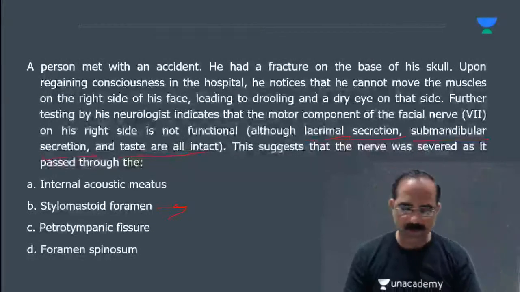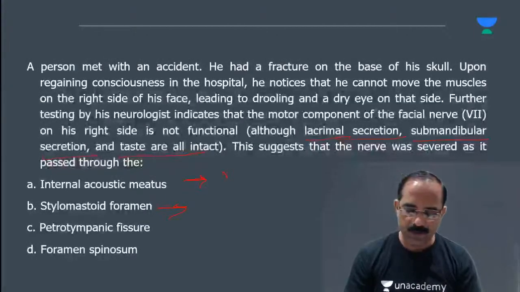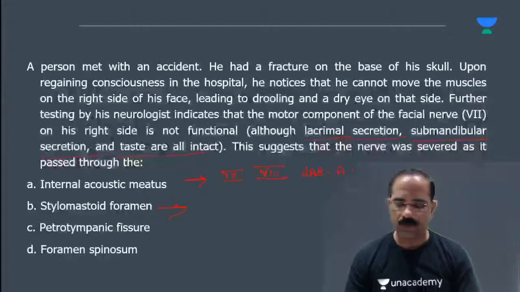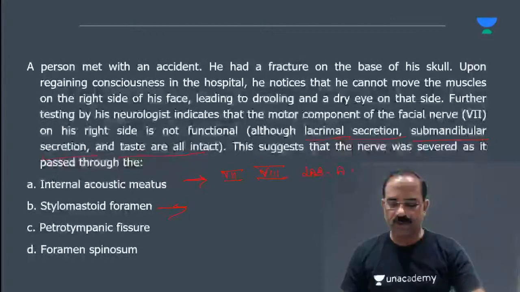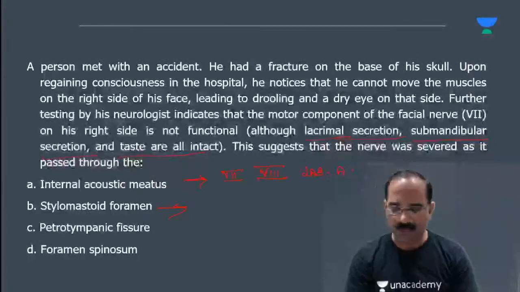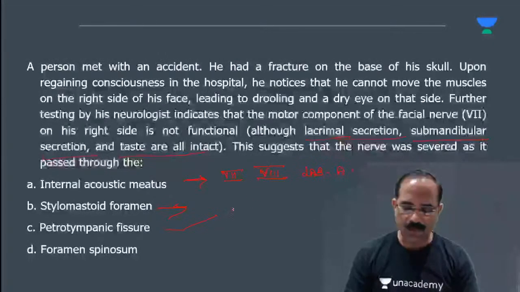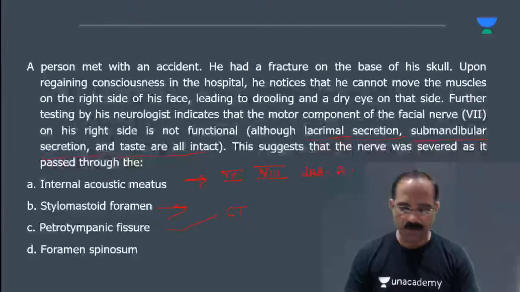So if the facial nerve is injured at the stylomastoid foramen, the person gets what? Bell's palsy. Tell me, what are the structures which enter the internal acoustic meatus? The 7th nerve, the 8th nerve, and the labyrinthine artery. Clear? Now, the petrotympanic fissure, who exits out? The chorda tympani.